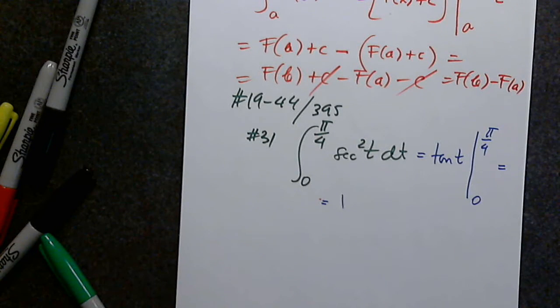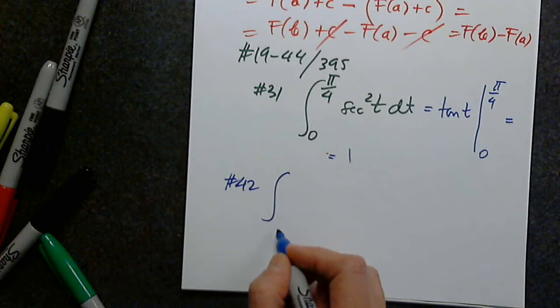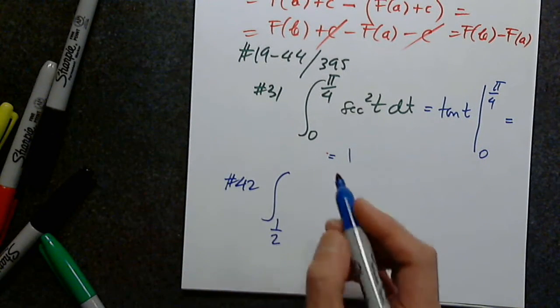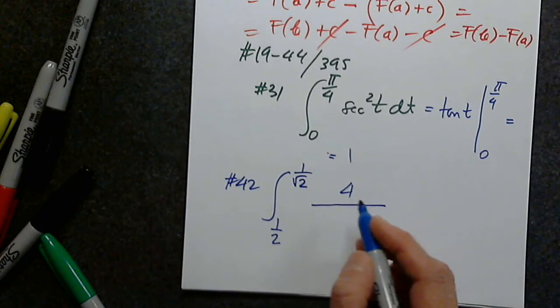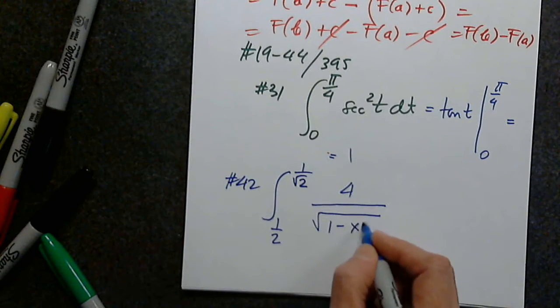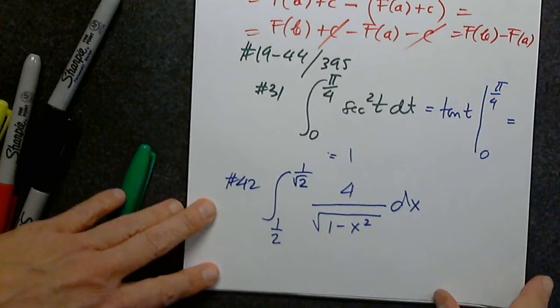Now let me choose. 42. The integral from 1 over 2 to 1 over the square root of 2 of 4 over the square root of 1 minus x squared dx. The definite integral requires the symbol, the lower limit, the upper limit, the function, and dx. All have to be present for a definite integral.